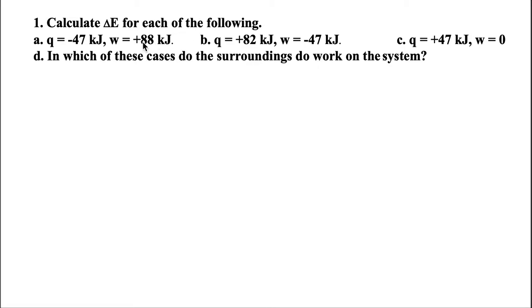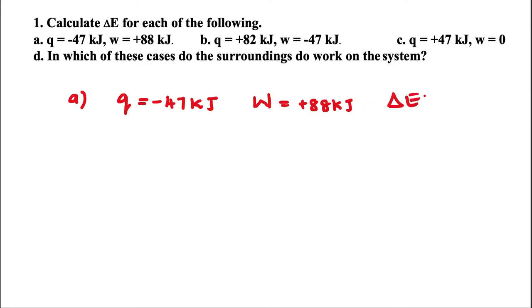Calculate delta E for each of the following. There are three problems, and the problem D is based on the problems A, B and C. Now, let's work on the problem A. Problem A, it is given Q is negative 47 kilojoules and work is positive 88 kilojoules, and we should find out delta E. So delta E is required in this problem.